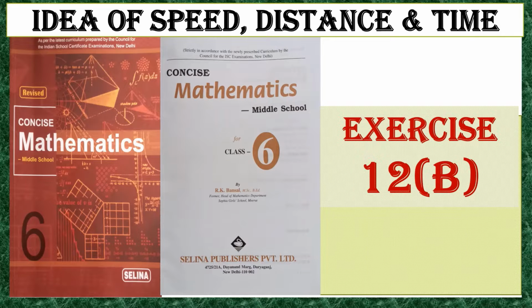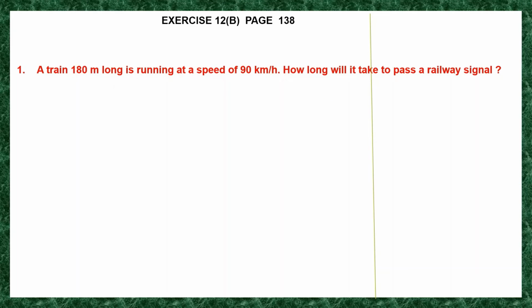Hello students, let's do idea of speed, distance and time, exercise 12b. Page number 138. A train 180 meters long. So length of the train is always the distance that we need to consider. Is running at a speed of 90 kilometers per hour.